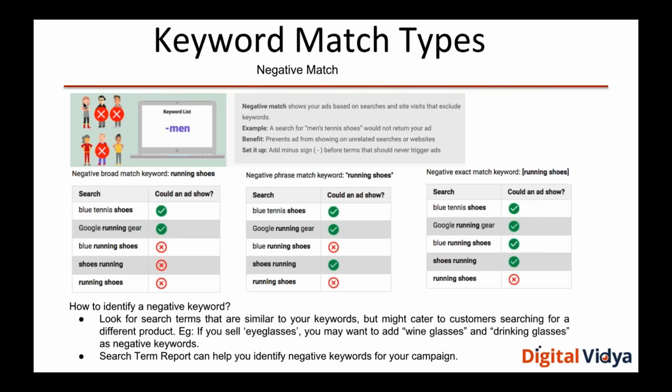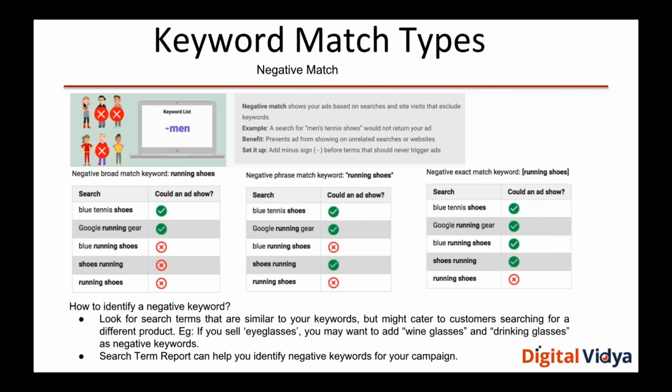Now I can use this minus sign, the negative match type, with broad match or phrase match keywords. For example, if I use running shoes as a negative broad match keyword, just putting the negative sign before it, what will happen? Any search query which has both the words running and shoes will not trigger my ad.